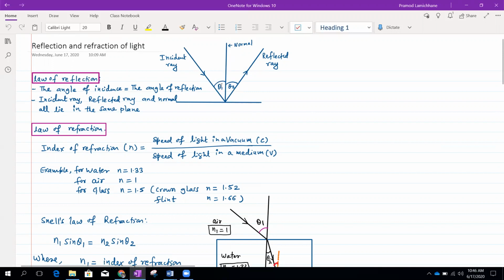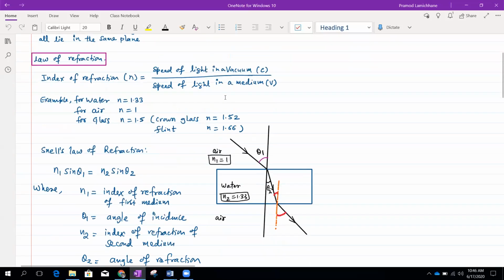The angle of the incident ray with the normal is called the incident angle. Like this, theta 1 is the incident angle, and the angle of the reflected ray with the normal is called the angle of reflection, that's theta 2. The law of reflection says that the angle of incidence is always equal to the angle of reflection. Another statement of the law is that the incident ray, reflected ray, and the normal all lie in the same plane. In this plane of paper, the incident ray, reflected ray, and the normal all lie in the same plane. So that is the law of reflection of light.